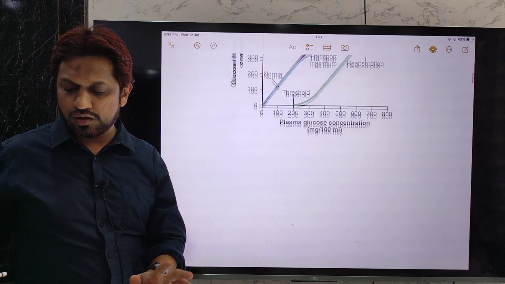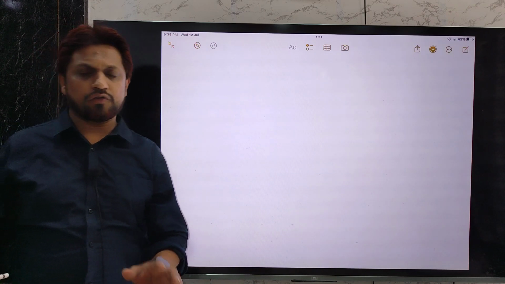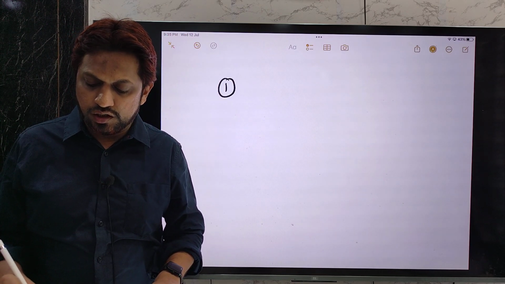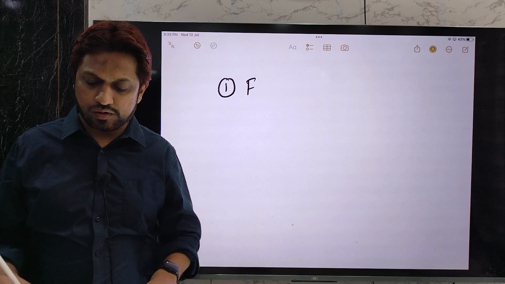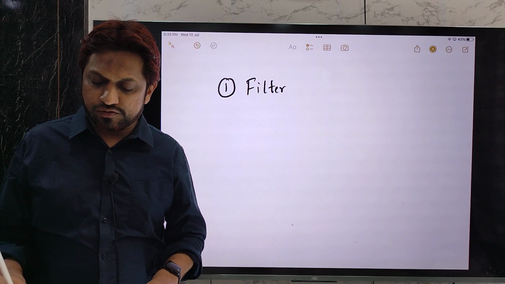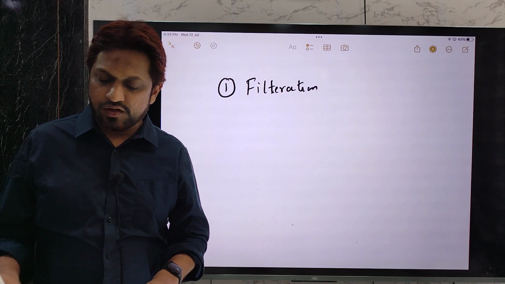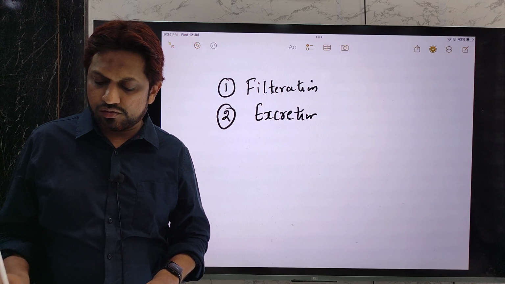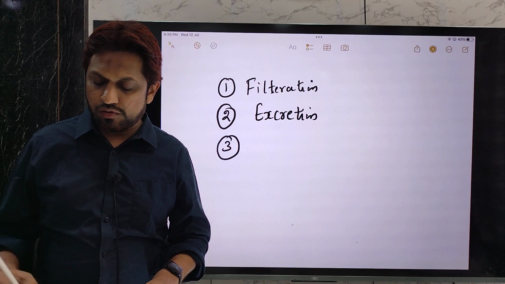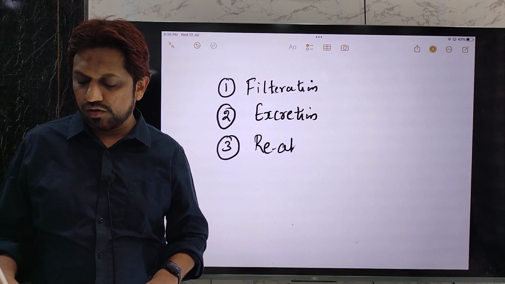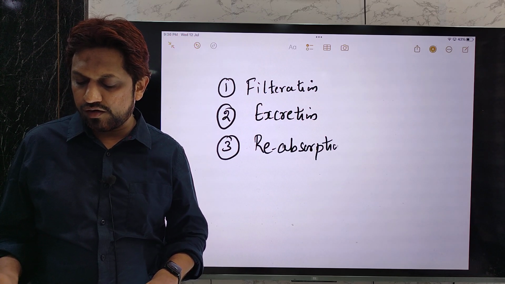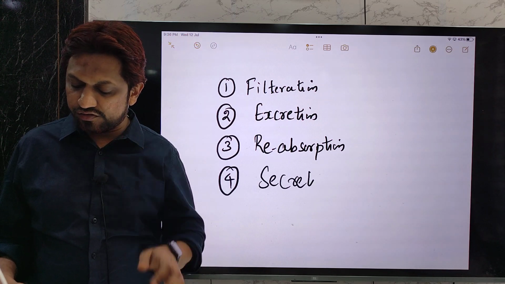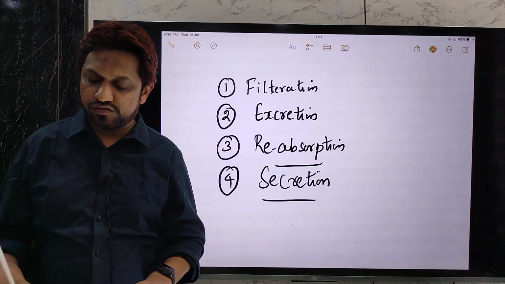First we'll have some background about the functioning of the nephron. We'll discuss four important concepts first for the formation of urine across the nephron. So there are four processes. One process is filtration, second is excretion, third is reabsorption, and finally secretion. So what exactly are filtration, excretion, reabsorption and secretion with respect to the nephron? Let us discuss.